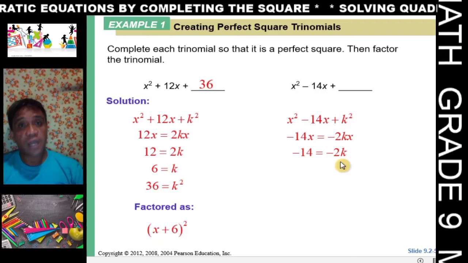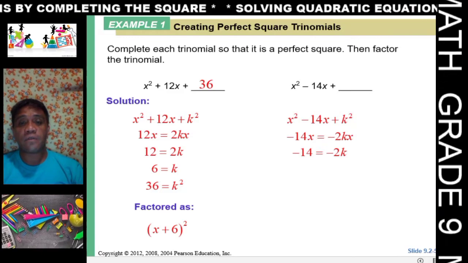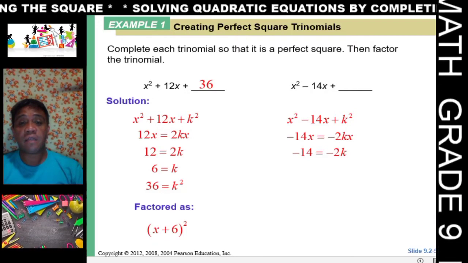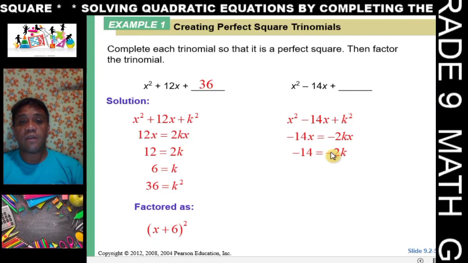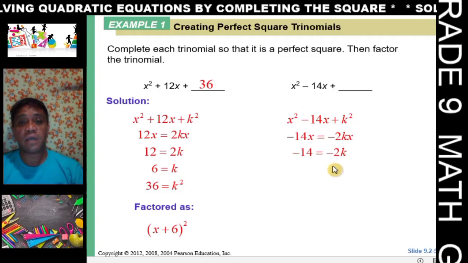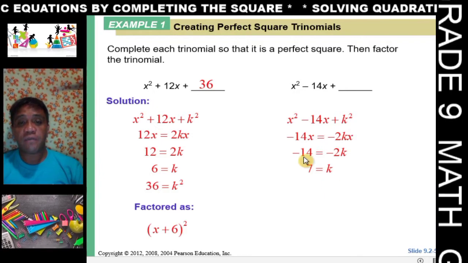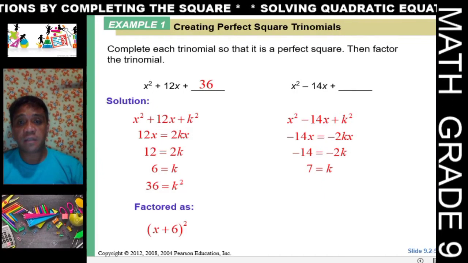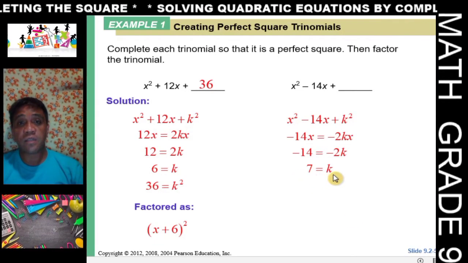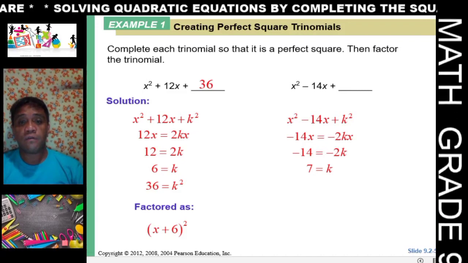We are going to divide both sides by negative 2, the multiplicative inverse of negative 2, to get the multiplicative identity, to make it 1 here. So we divide both sides by negative 2, and we have k is equal to 7, because negative 14 divided by negative 2 is positive 7. Then we square the 7, because what we want now is the value of k squared. So k squared is equal to 49.